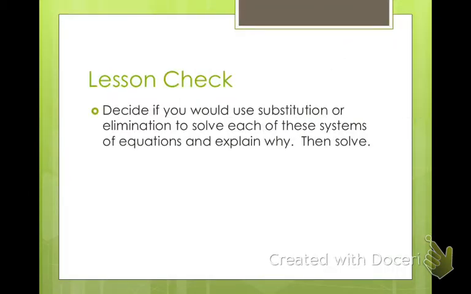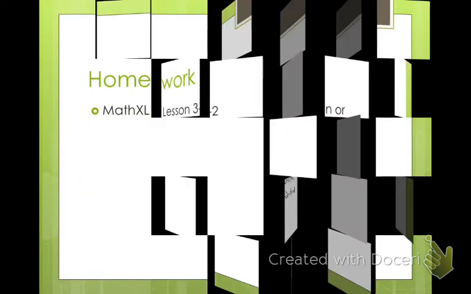And we're done. Okay, so for each one of these, I want you to decide if you would use substitution or elimination, explain why you would do it, and then solve each one of these. Compare them with your partner tomorrow, and have a great night. And I'll see you in the morning.